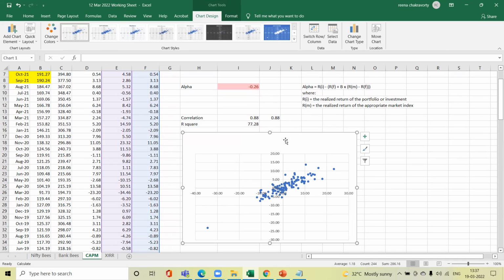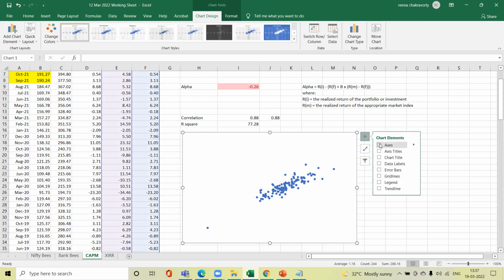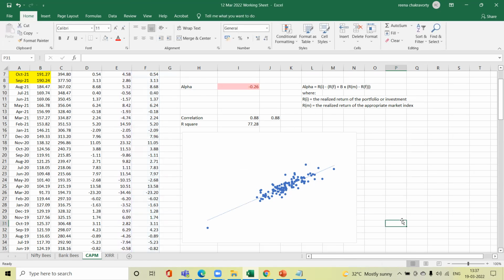I just want to explain what R square is, right? So select the plus. On the right of the chart, there is a plus. Above that plus. Okay. Right. Remove grid lines and axis. Even axis also. We don't need them. Okay. And draw a trend line. Right, so that's your best fit. That's what is called a regression line.